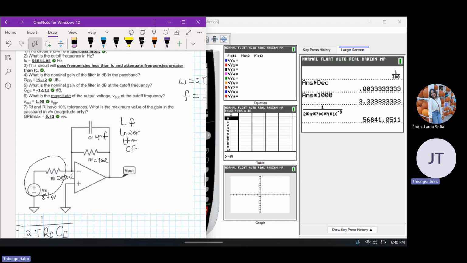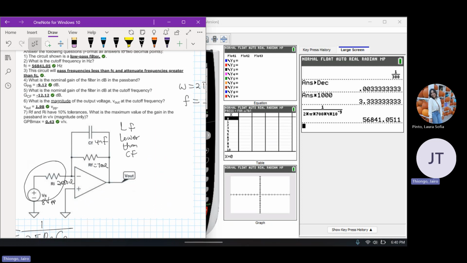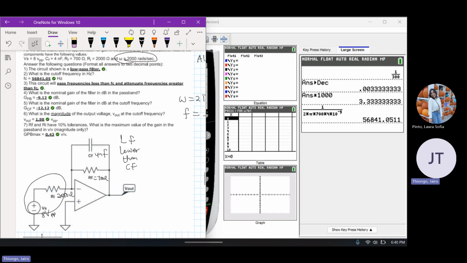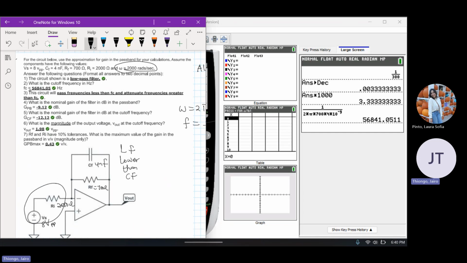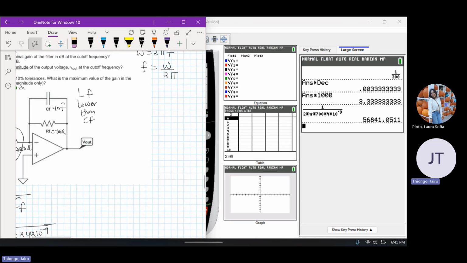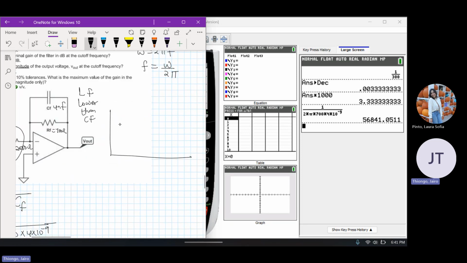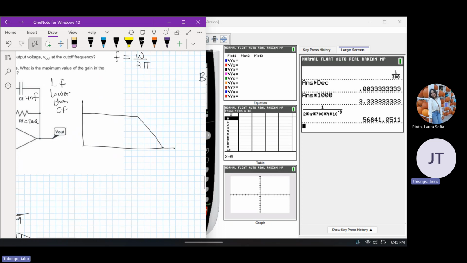It's asking what the circuit does. As I explained before, a low-pass filter will allow signals that are lower than the cutoff frequency, FC, to go through. If we were to draw a Bode plot, which is a plot that allows us to simulate this type of circuit, a low-pass filter will look like this. The cutoff frequency will be here. It will allow signals here to go through.